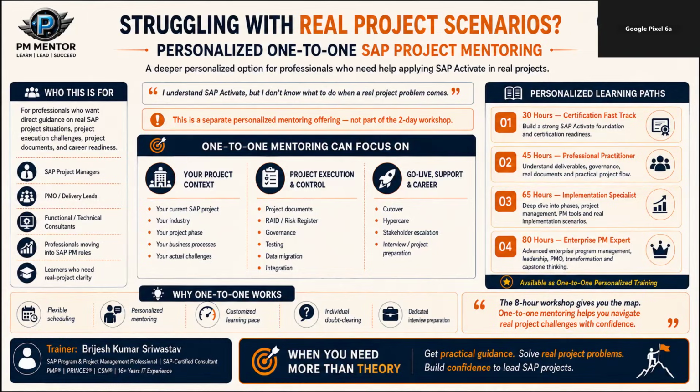In one-to-one mentoring, we can start from your project context. Which industry are you working in? Which SAP solution are you using? Which phase is your project currently in? What business processes are involved? For example, a manufacturing implementation will have different challenges compared with a banking or retail implementation. A global rollout will have different challenges compared with a single-country implementation. A project in Explore will have a different problem compared with a project that is 2 weeks away from go-live. So first we understand your situation, then we go deeper into project execution and control.